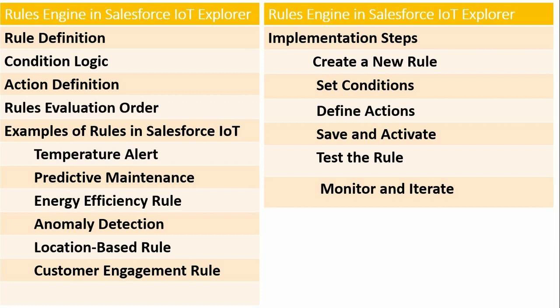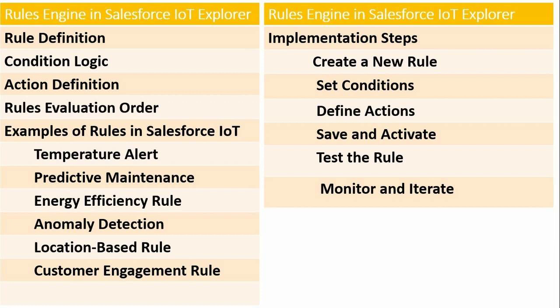Implementation steps. Access the rules engine interface. Navigate to the Salesforce IoT Explorer interface and access the rules engine section. Create a new rule. Define a new rule, specifying the conditions and actions associated with the rule. Set conditions. Configure the conditions by selecting the relevant data fields, operators, and values.